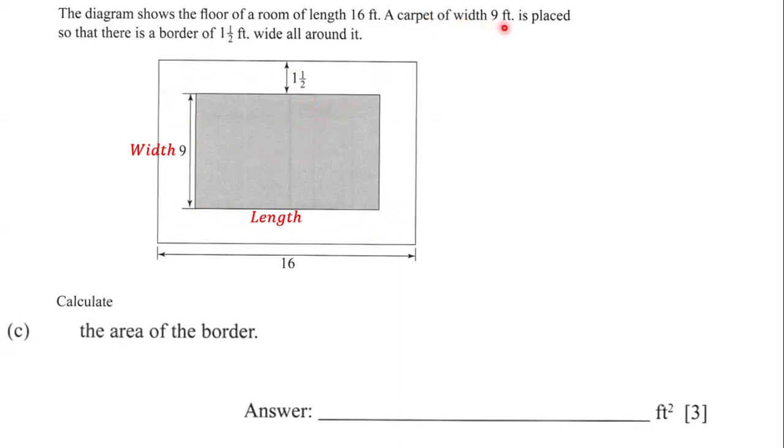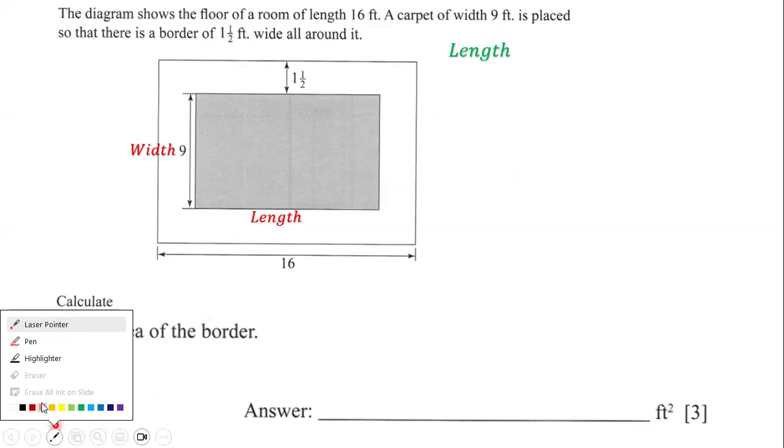So it says a carpet has a width of 9 feet and is placed so that there's a border around it. So this right here is the carpet. It has a width of 9 feet. But what is the length of this carpet? Because the first thing we need to do is figure out what is the area of this carpet. But in order to figure out the area of this carpet, we need to determine the length of the carpet. We already know what the width is, but we need to determine the length.